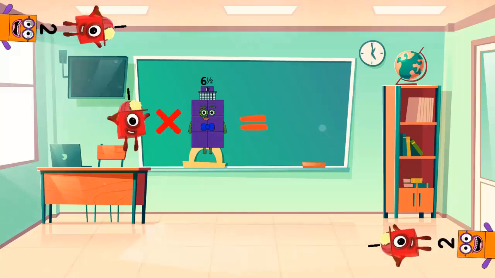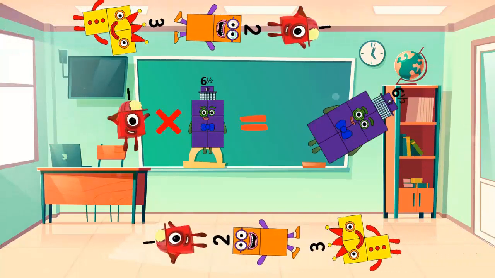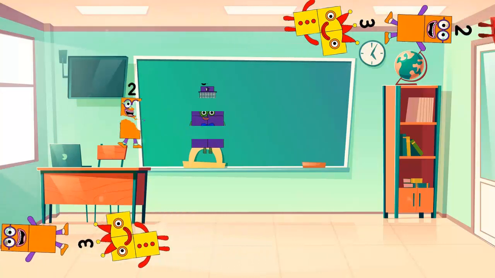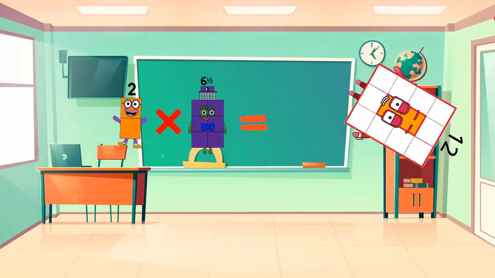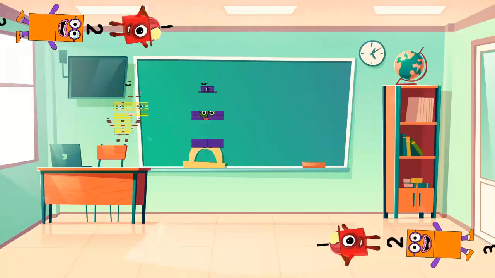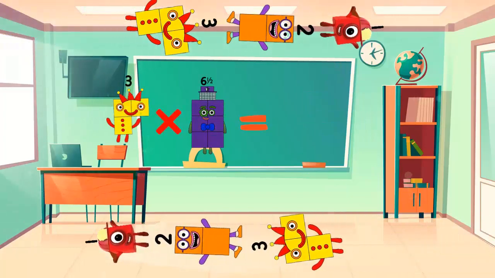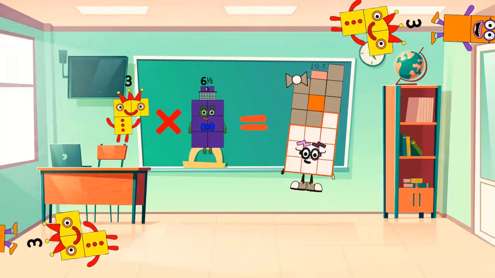1 multiply 6.5 is equal to 6.5. 2 multiply 6.5 is equal to 12. 3 multiply 6.5 is equal to 19.5.